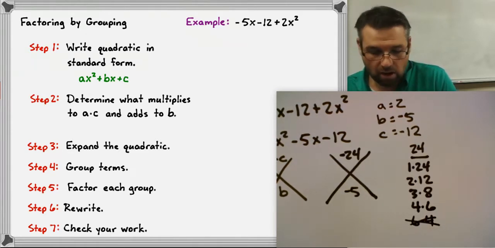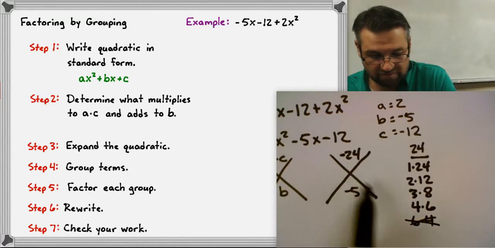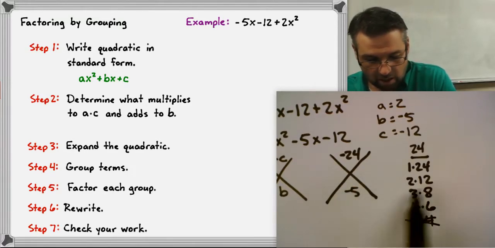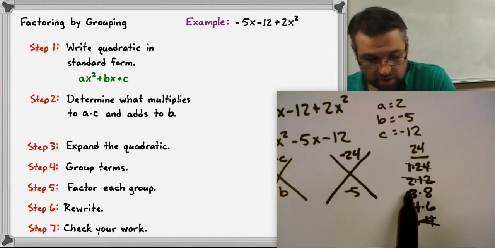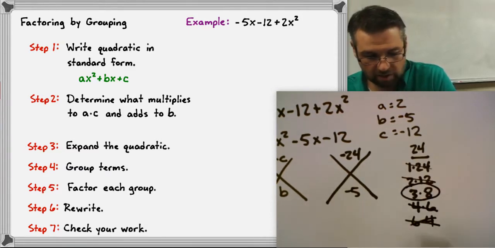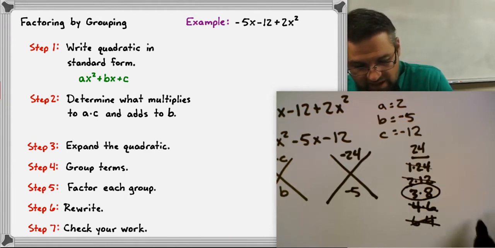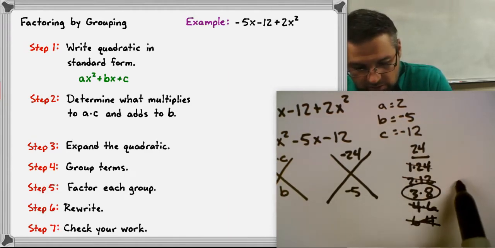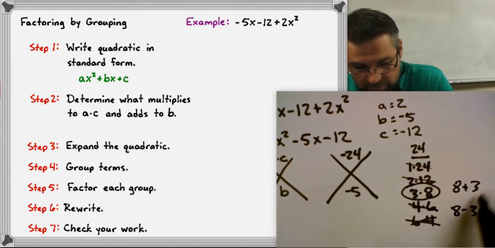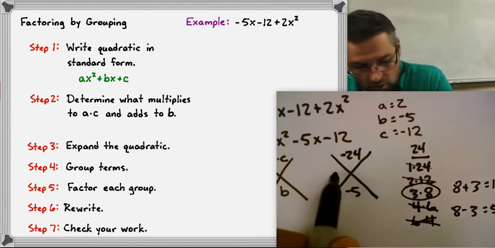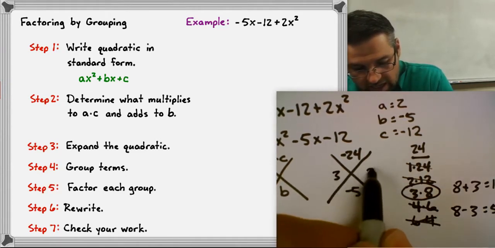Now we want to figure out what adds up to the 5 or the negative 5. Well, 1 and 24 won't. 2 and 12 won't. 3 and 8 will. 4 and 6 won't. Okay, 3 and 8 can make 5. Well, how do we get 5 out of that? Do I add the two numbers or do I subtract them? Well, 8 plus 3 or 8 minus 3. 8 plus 3 is 11. 8 minus 3 is 5. So we know that our numbers are going to be 3 and 8.